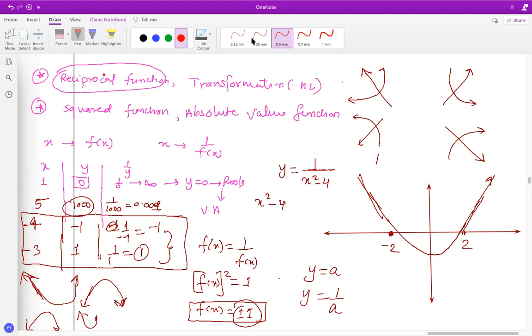Now let's apply these rules that we just learned. Rule number one is that the roots become vertical asymptotes. You've got two roots here, so you'll have a vertical asymptote here and another one here. So that's your first point.